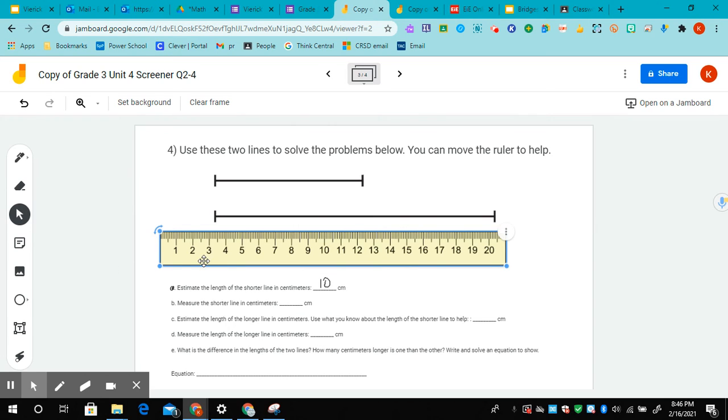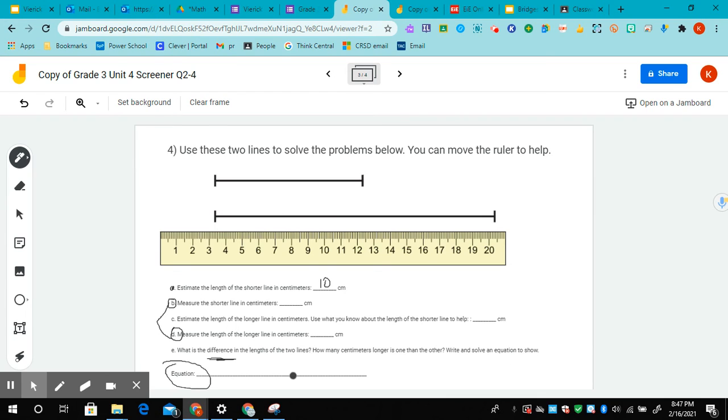So then part E is where you'll actually have to do maybe some work here with addition or subtraction in finding the difference in the lengths of the 2 lines. So that means you're going to find the difference, whatever number you get here and whatever number you get here. So find the difference of B and C, the actual lengths. And the difference, I'm not going to tell you what that means, but you should know, we've talked about that before, of the 2 lines. So how many centimeters longer is one than the other. Write and solve an equation to show.